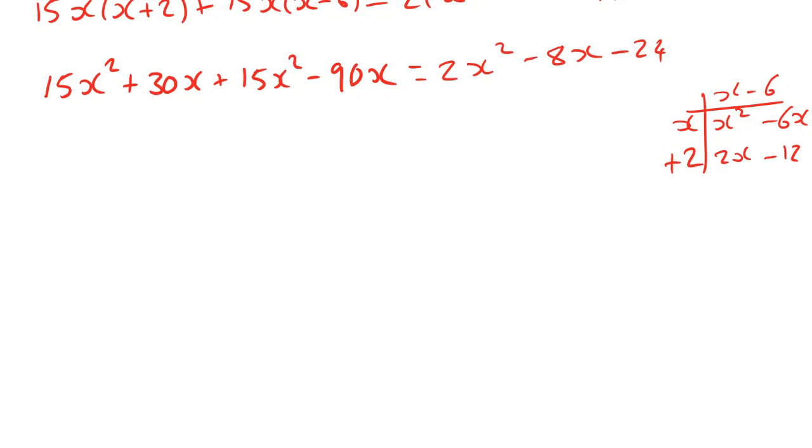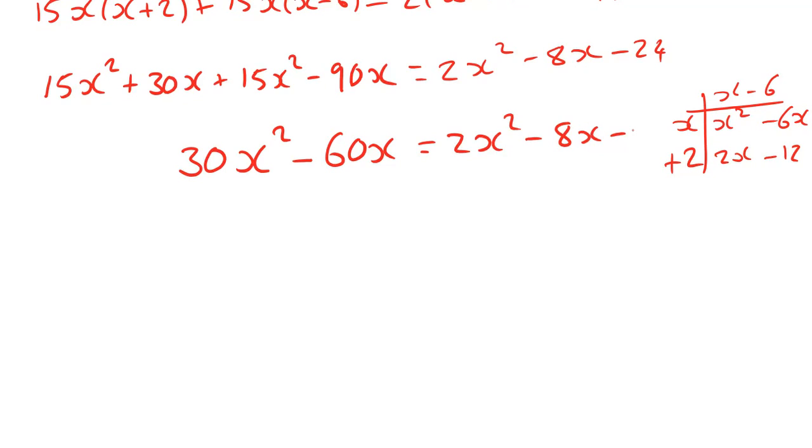And now let's see if we can simplify this further. So let's collect up terms. So on the left-hand side, I've got a 15x squared and another 15x squared. So that means I've got 30x squared. 30x minus 90x is going to be minus 60x. Now, I'll keep the right-hand side the same now, but already I can see this is turning into a quadratic. So let's keep that positive coefficient of x squared.